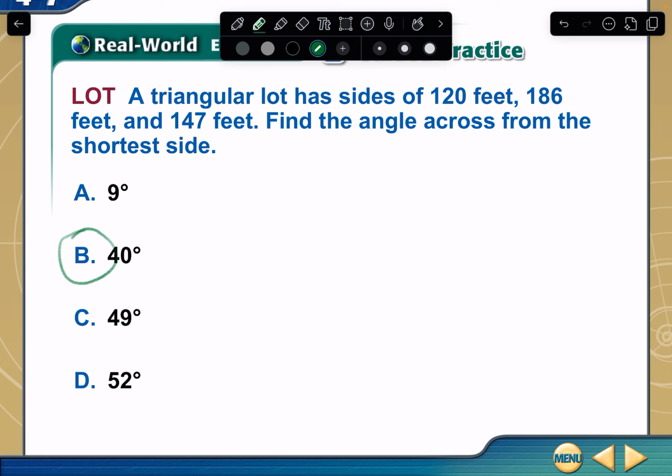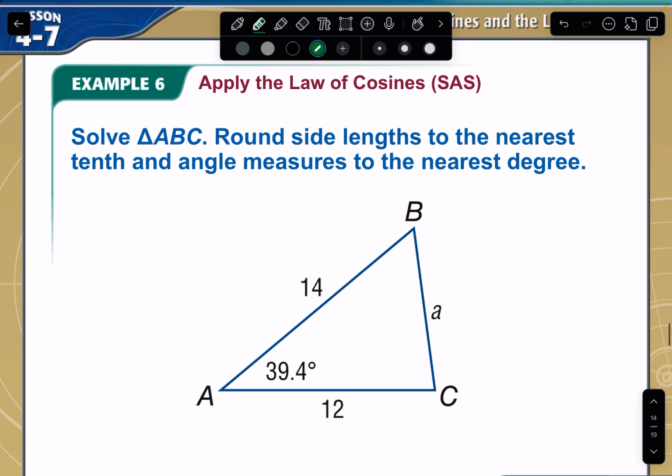So in the example that we did together, you had to find all 3 missing angle measures. This is just asking you to find one of them. So moving on to example 6. Example 6 is law of cosine as well.